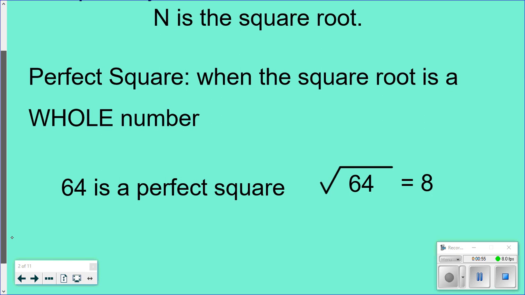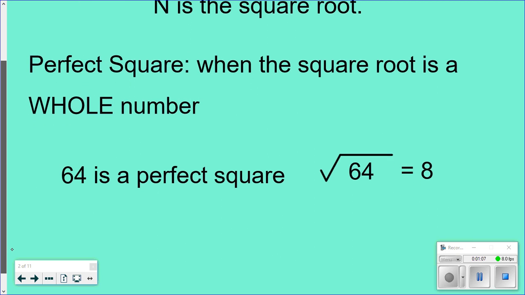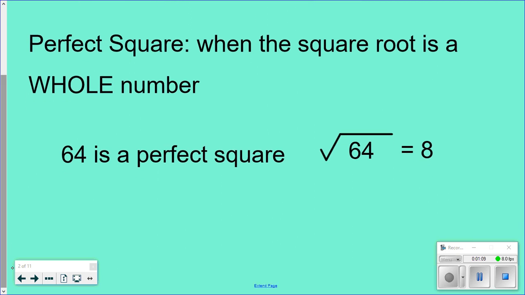I'll talk about that in a little bit, but here's an example down below. 64 is a perfect square because we know the square root of 64 is 8. 8 times 8 is 64. There are only very few perfect squares. Now let's make a list of the perfect squares. 1 is a special number because 1 times 1 is itself.